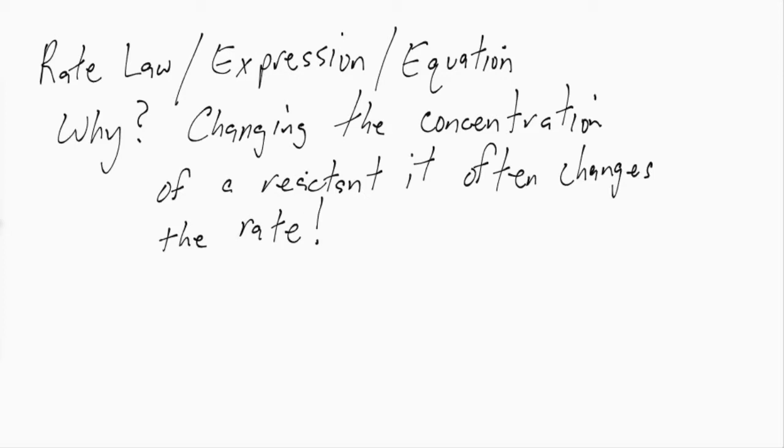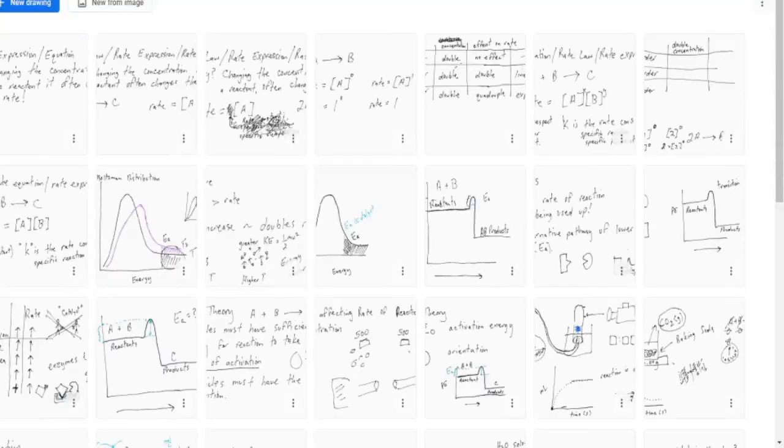So what the rate law allows you to do is understand how changing the concentration of either reactant or both reactants will change the rate of your reaction. So it's very useful in the sense of understanding the kinetics of a chemical reaction. So let me give you an example of what I'm talking about here.